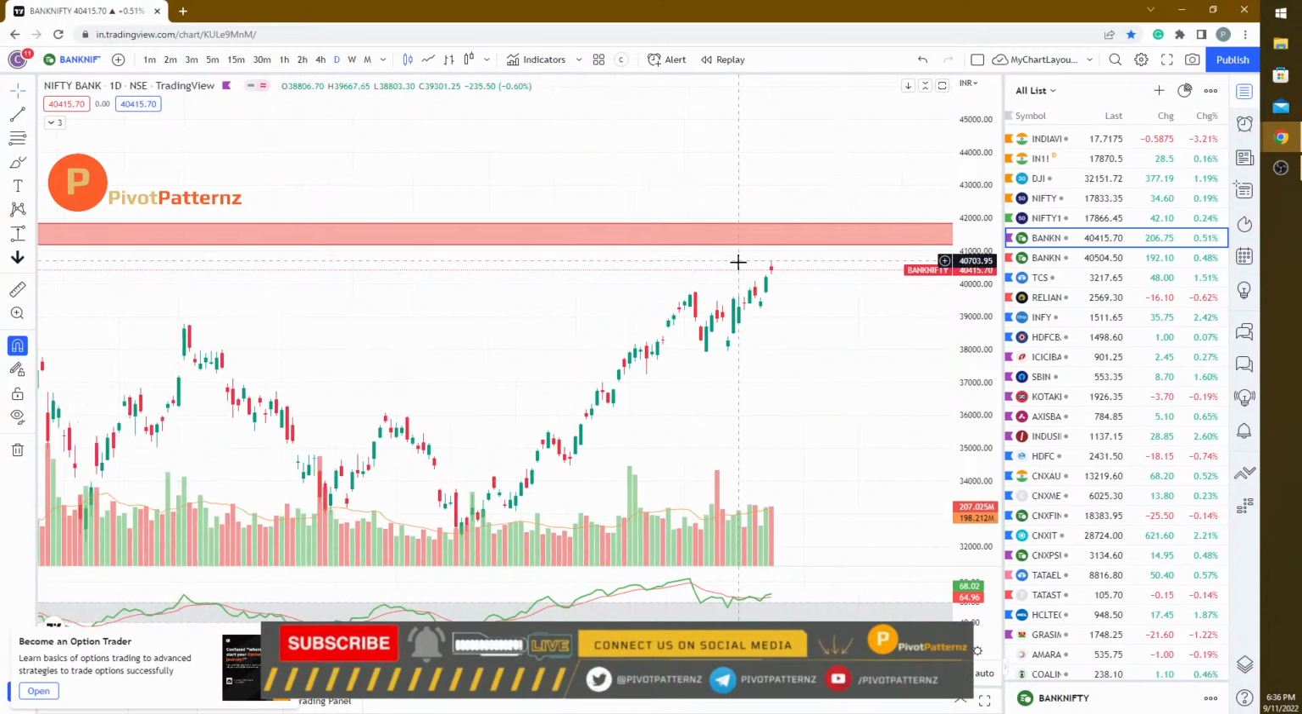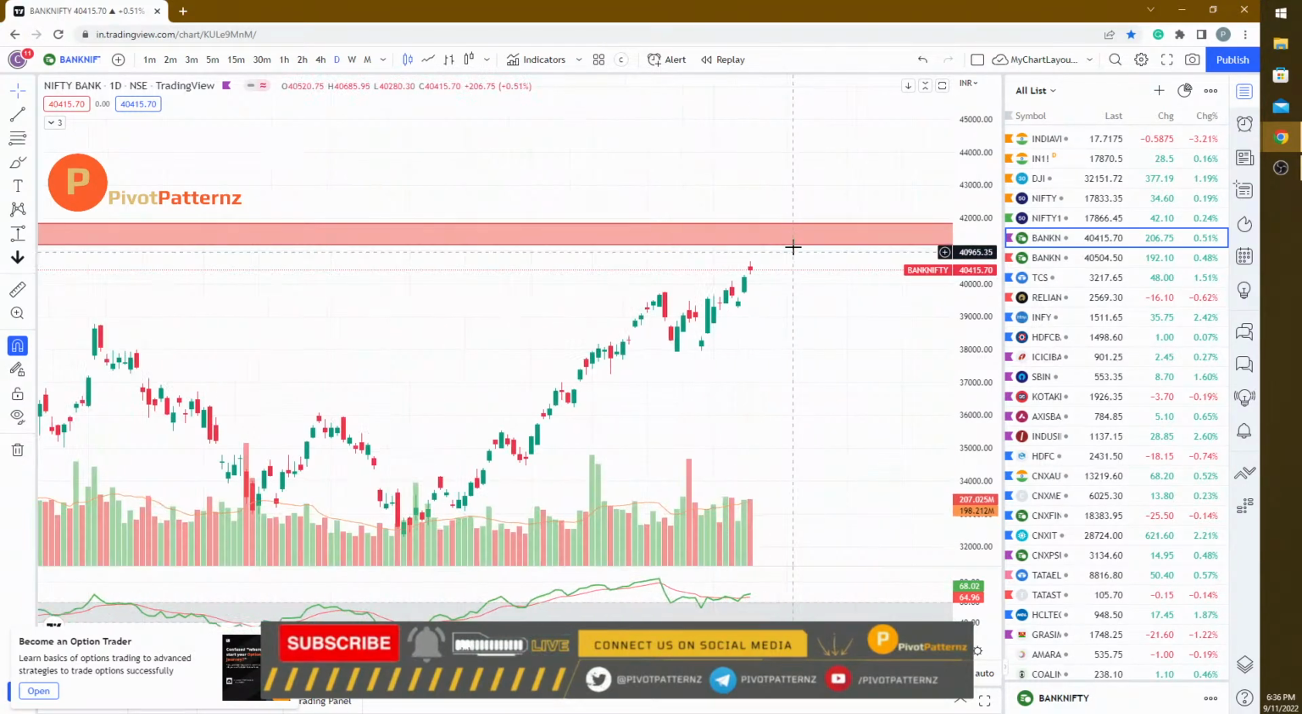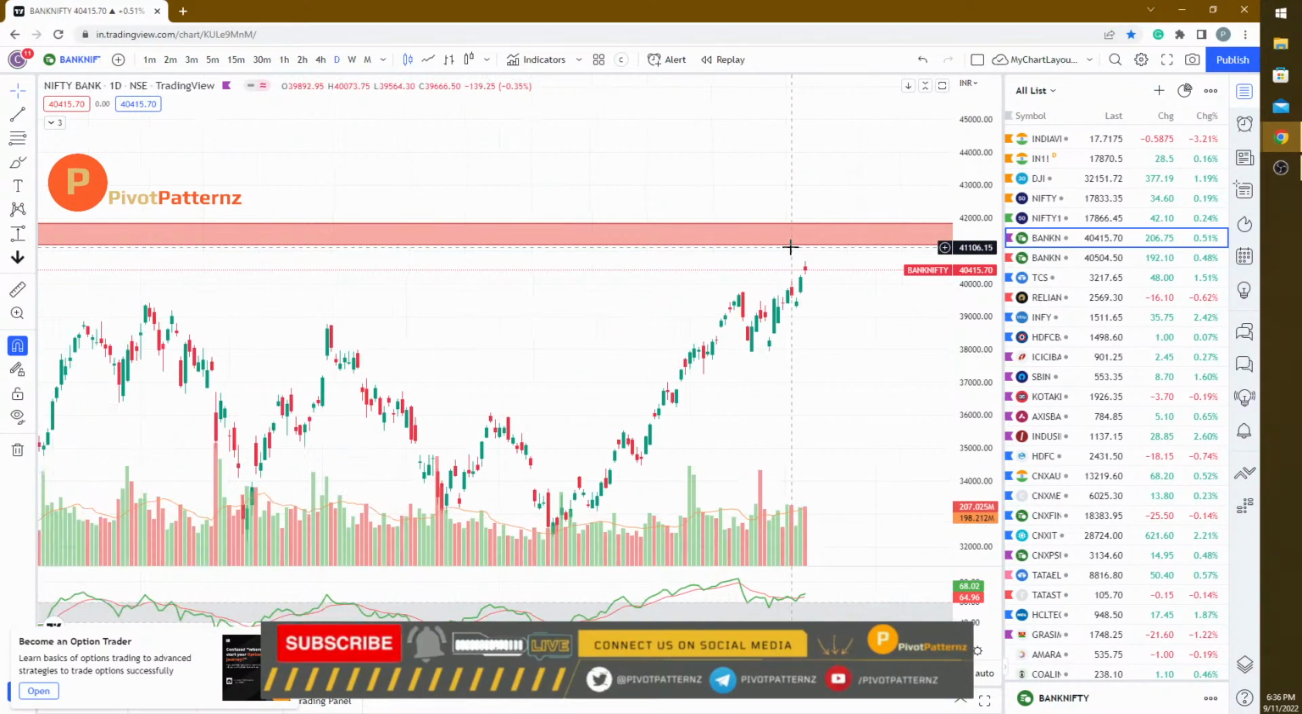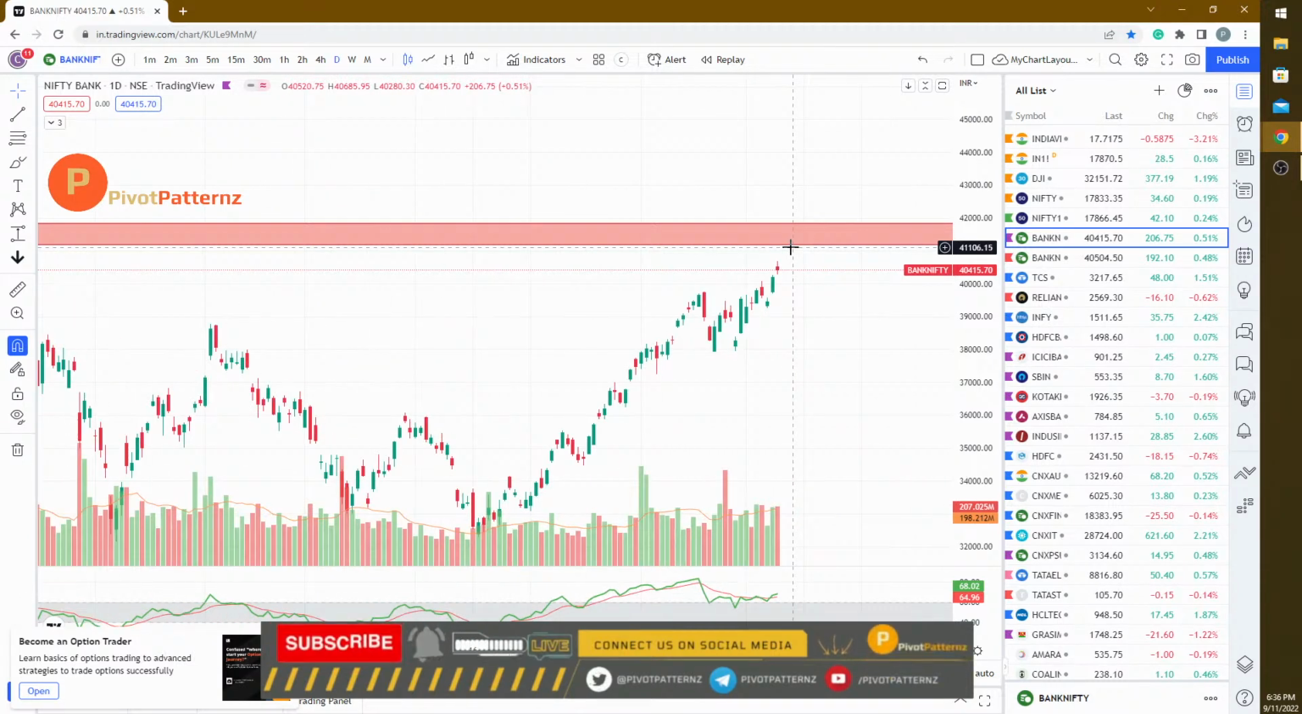So if we happen to close trade somewhere near this, being a first touch, Bank Nifty would definitely correct itself. Okay, so there are chances that we might test this somewhere here. So if you are holding a long, as I said, you should be very cautious with respect to your longs.